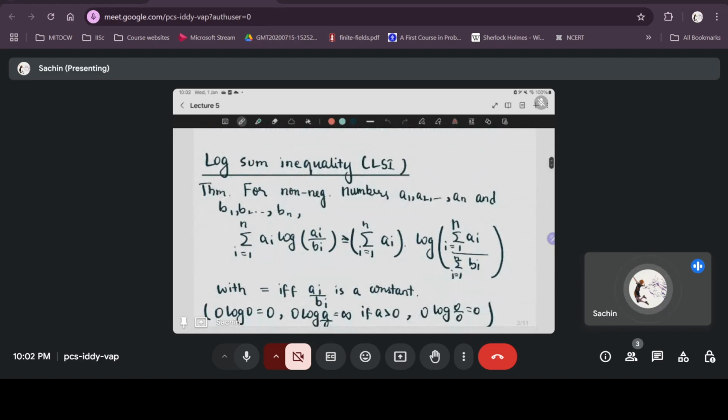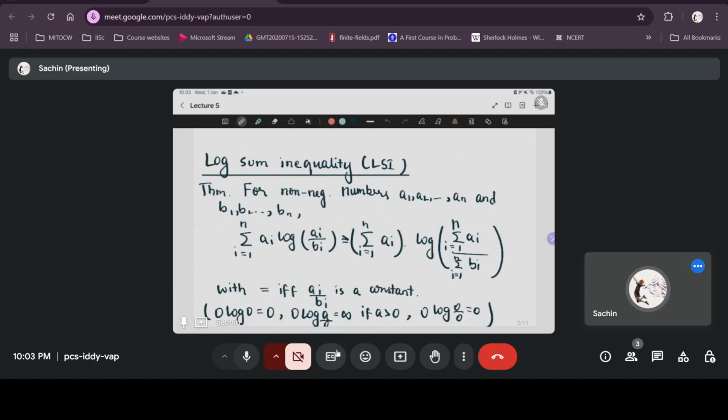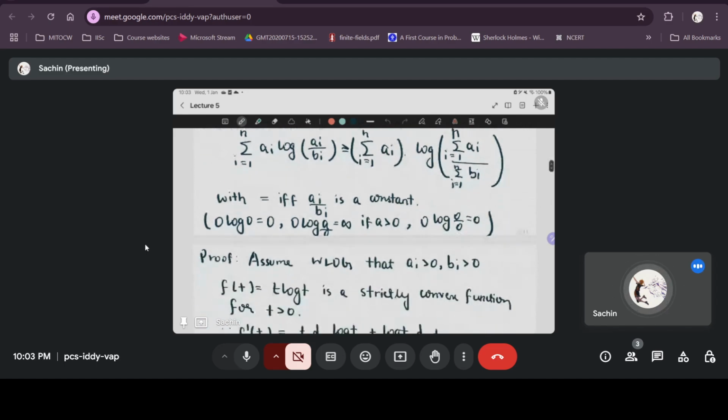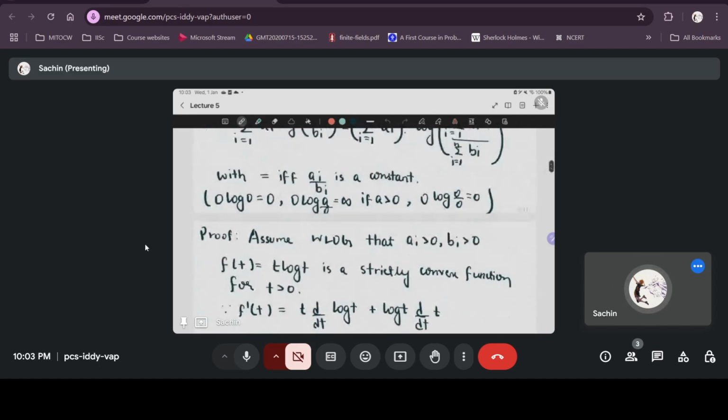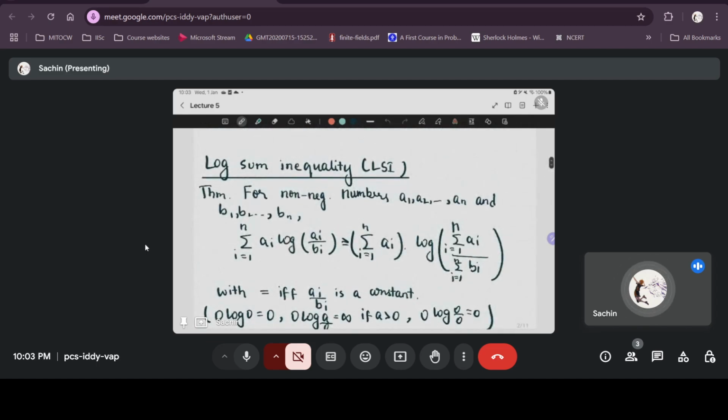Then we moved on to some important inequalities in information theory. The first inequality is the log sum inequality. This log sum inequality doesn't really have anything to do with entropy, but it has the same form. It has a log in it, so it's very useful when we are manipulating entropy, information, etc. But this works for any general setting.